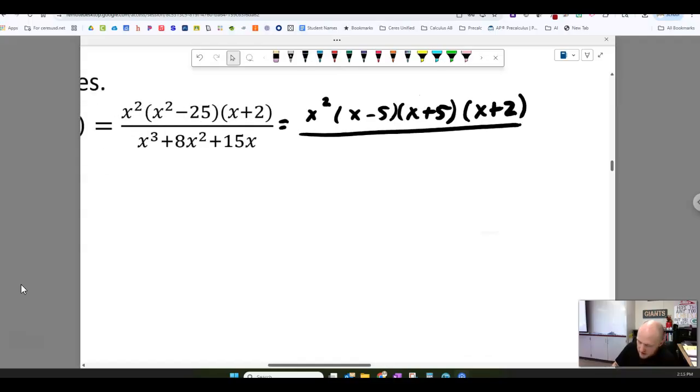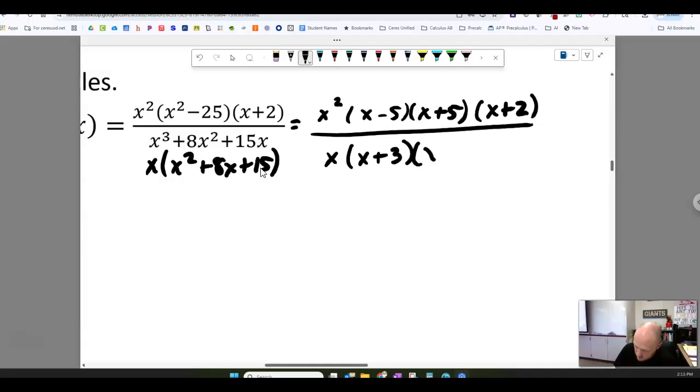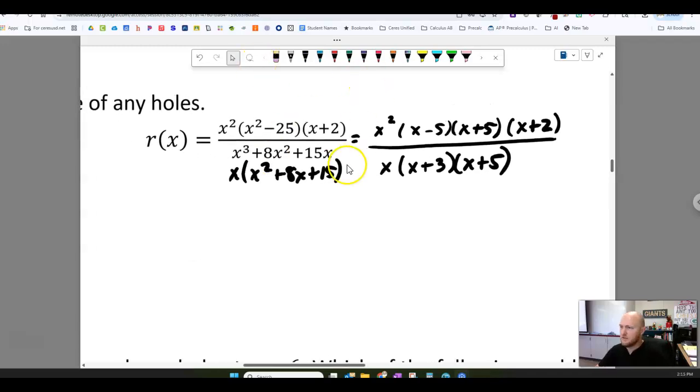In the denominator, we always start with GCF. Do they have anything in common? That power of 3 should give you pause. Hey, what if I take an x out of everything, and then that's going to leave behind x squared plus 8x plus 15. So now I can factor this, and we get x plus 3, x plus 5. Okay, so there's the factorization. Pause me again if you need to do this, but continue on. What are the holes?